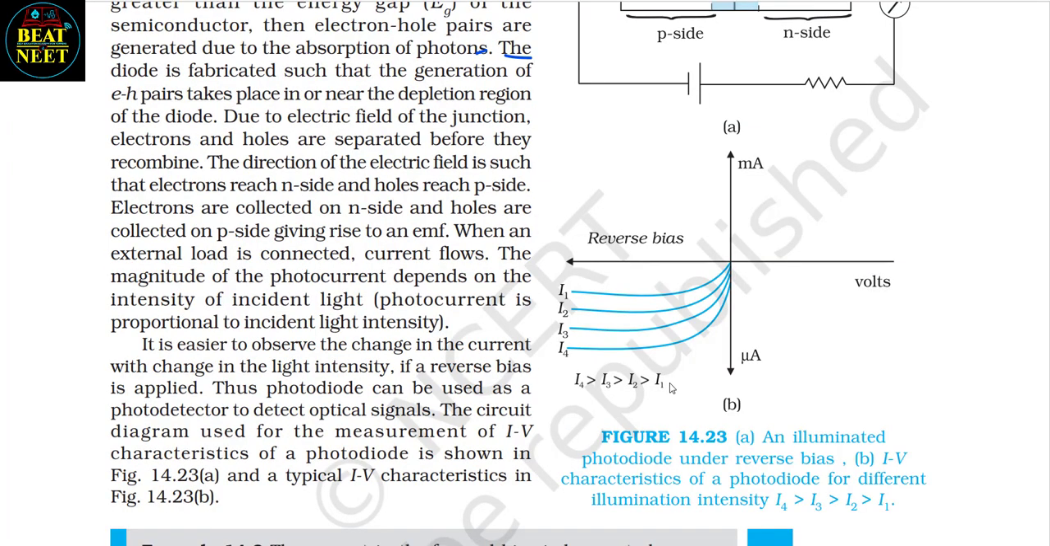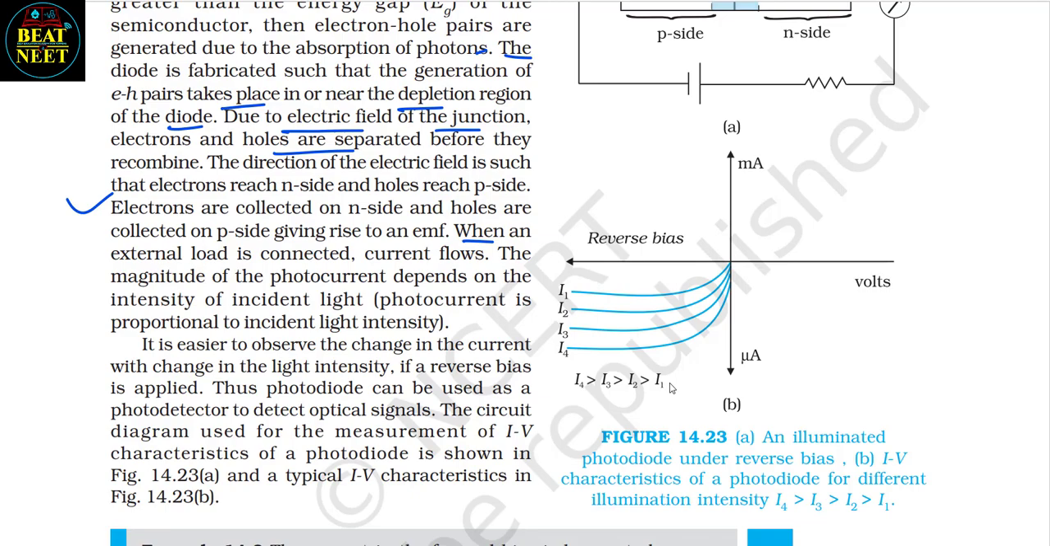The diode is fabricated such that the generation of each pair takes place in or near the depletion region of the diode. Due to the electric field of the junction, electrons and holes are separated before they recombine. The direction of the electric field is such that electrons reach the n side and holes reach the p side. Electrons are collected on the n side and holes are collected on the p side, giving rise to an EMF. When an external load is connected, current flows.